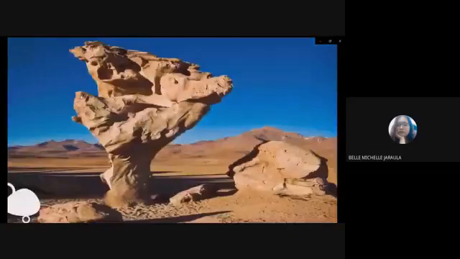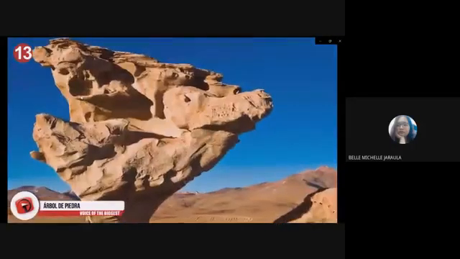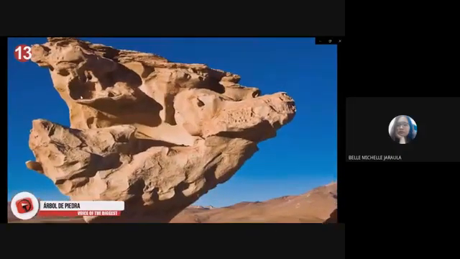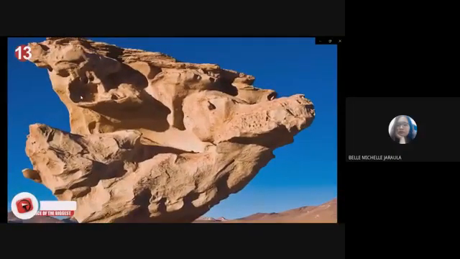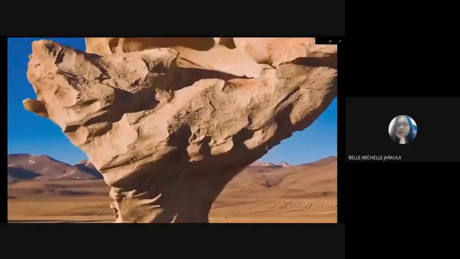The Arbol de Piedra is a lone standing rock formation in the middle of the Eduardo Avaroa Andean Fauna National Reserve in Bolivia. Countless years of erosion have formed this strange-looking rock, whose name translates into stone tree. The rock tree stands more than 22 feet tall and is the only ascendable landmark in the sand dunes for miles and miles around.